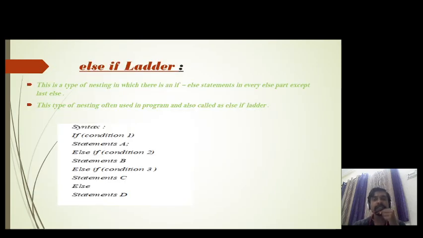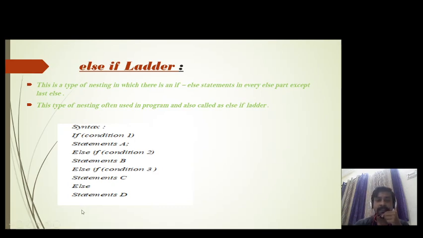Further, we check the else if ladder. What exactly is the else if ladder? This is a type of nesting in which there is an if else statement, and every else part except the last else contains another if. This type of nesting is often used in programs, and is also called the else if ladder.